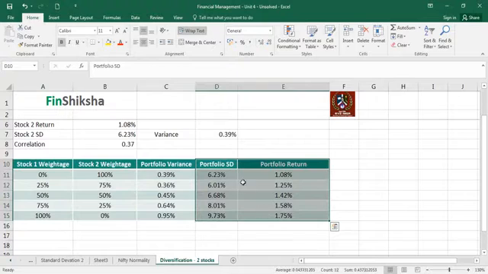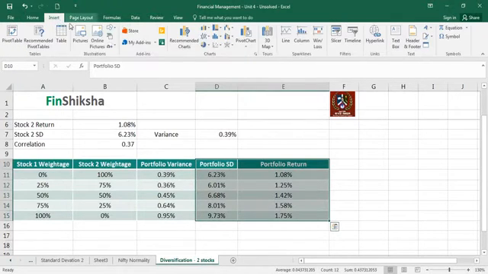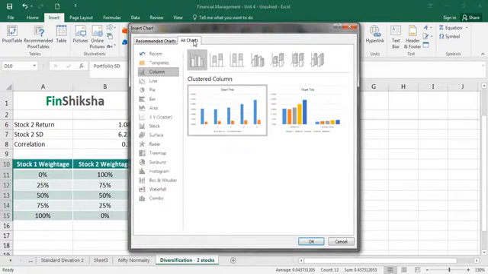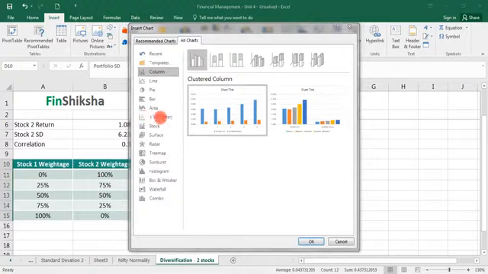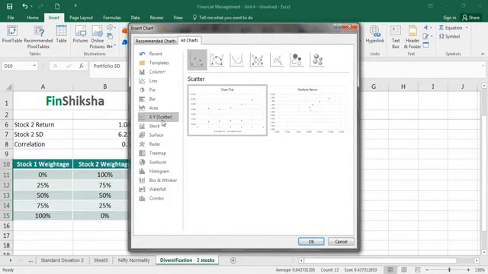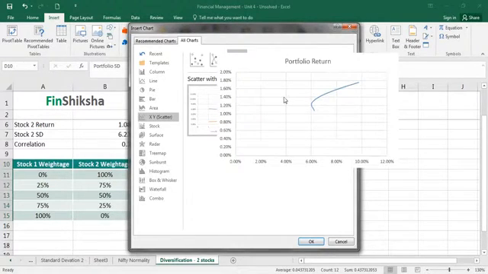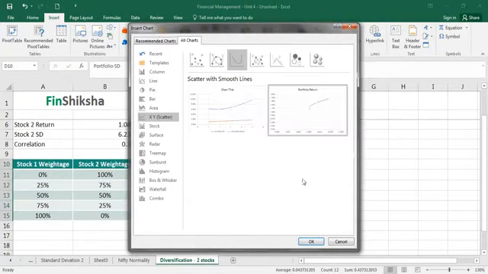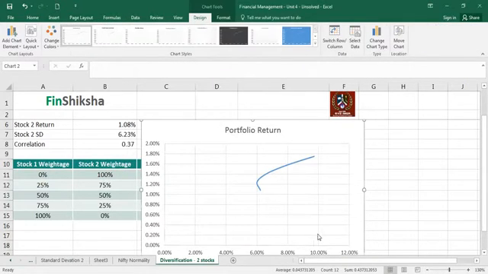So we're going to select this data. We're going to insert a chart, and in the chart we're going to use a specific kind of chart which is called XY scatter. We're going to use XY scatter. So when you select XY scatter, we could select any of these points, and let's select the third one here, and I'm going to select this portfolio return chart. I'm going to click OK, and this is what we find.